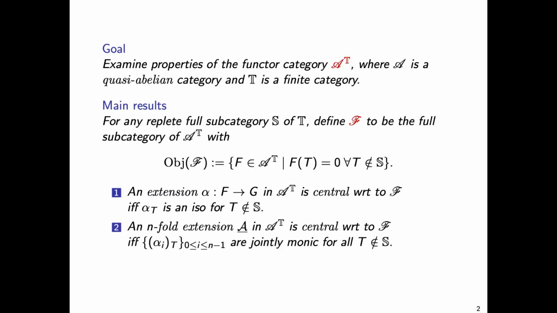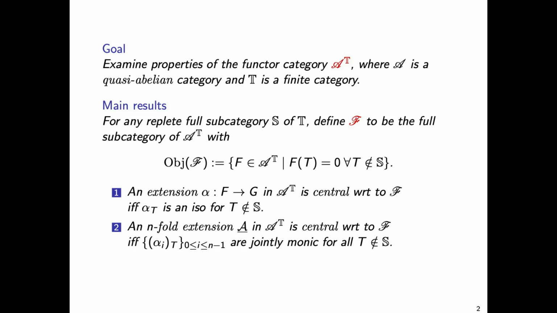So the goal of the talk is to examine properties of the functor category A^T, where A is a quasi-abelian category and T is a finite category. And we do so by making use of the full subcategory F of A^T, which we define in the following way. Given a full subcategory S of T, we define the objects of F to be the functors from T to A which map any object which is in S to 0.